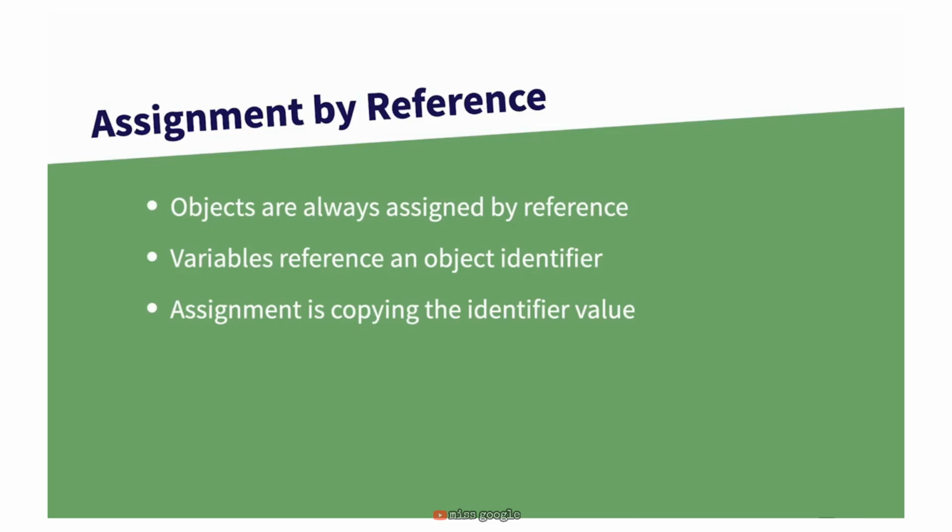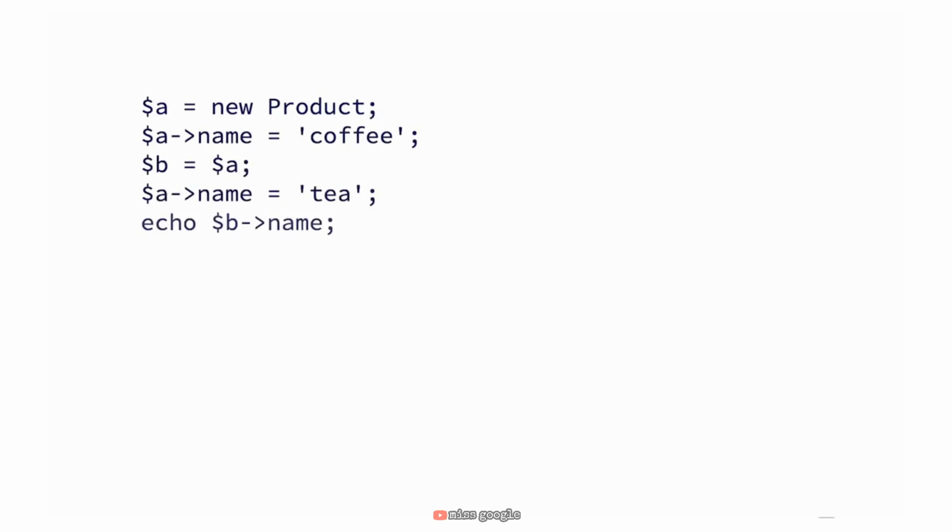Let me show you what I mean. Let's say we have a new instance of product and we assign it to the variable A. We change the property name to be coffee. Then if we assign B to be equal to A, and we change A's name to be tea, we would expect B's name to change because A and B share the same object identifier. They point to the same object in PHP's memory. So it feels like the assignment by reference we saw in the second example before. Changes made to A also take effect on B.